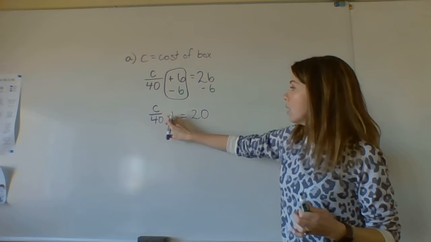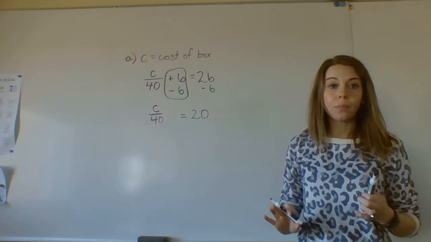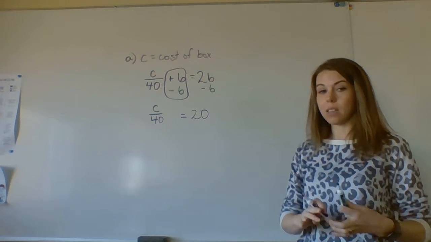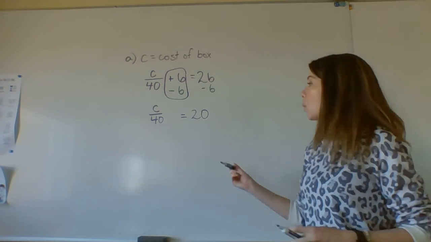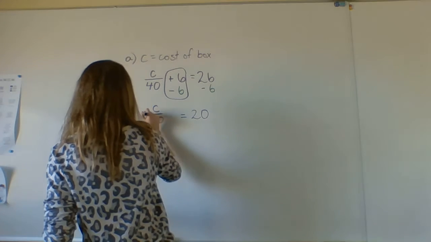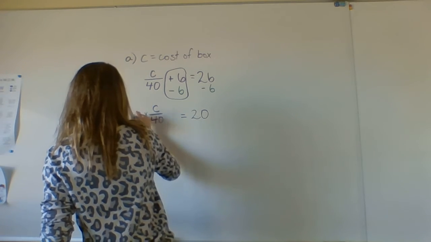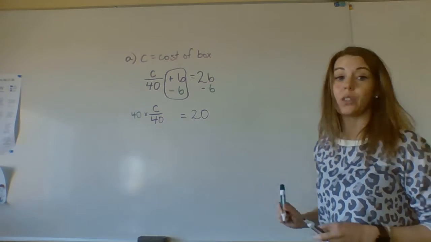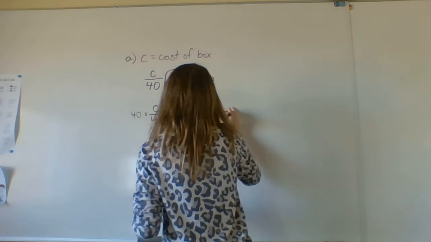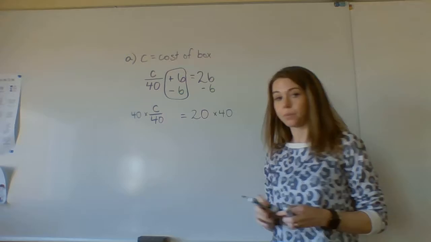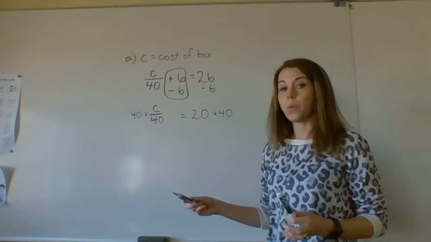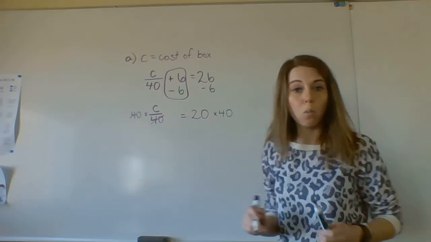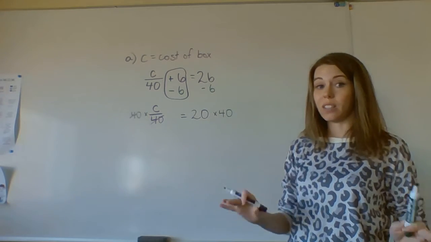Right now we are dividing by 40. I need to undo that. The opposite of dividing is multiplication. So I'm going to multiply this side by 40. And what I do to one side, I have to do to the other. Multiply this side by 40. So when I have this, these two 40s are going to cancel each other out or become 1. So I'm left with just C.